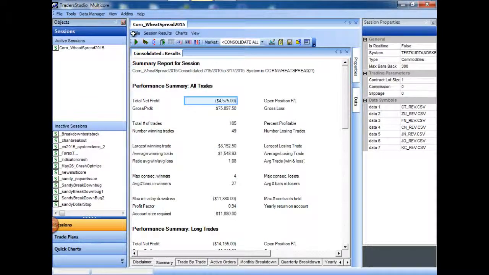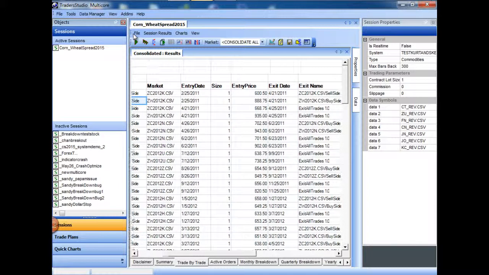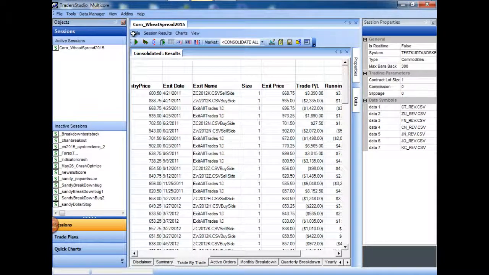We see that it lost money, but we can also look at the trade by trades, and you can see that we're, in this case, buying corn and selling wheat with the same overlapping date range. So we're implementing the spread.